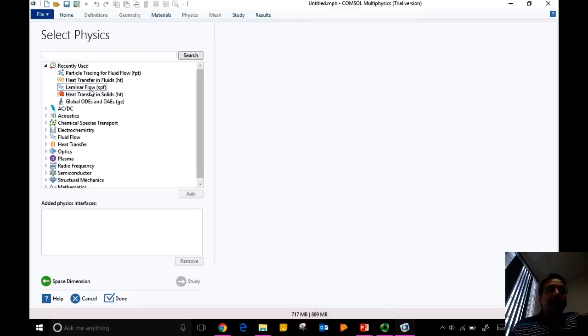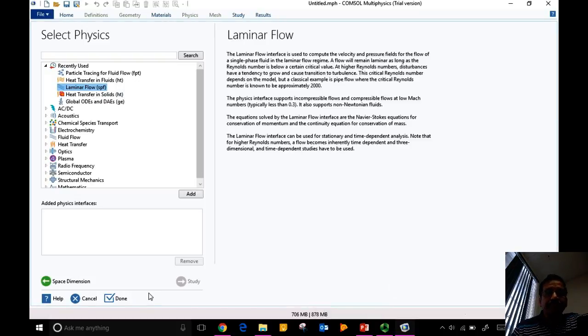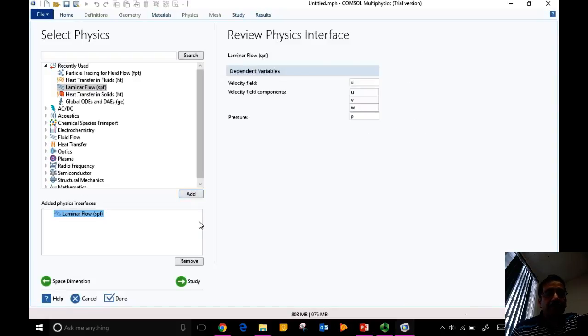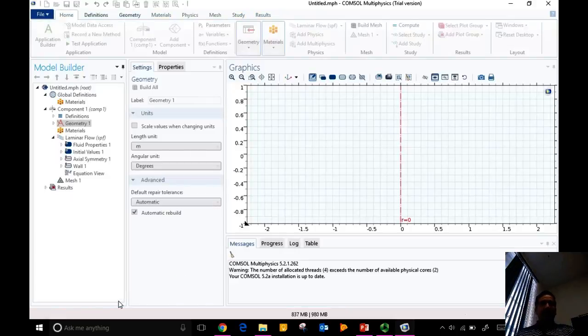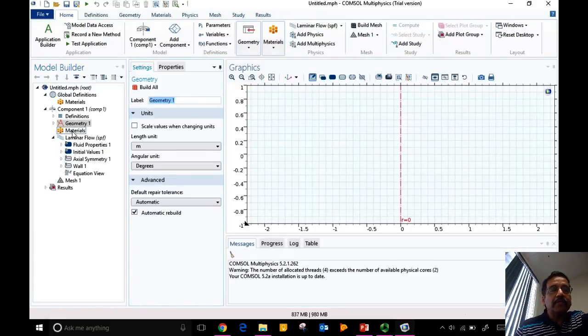Okay, so for the physics, let's pick laminar flow. Add. And we are done. So we picked 2D axisymmetric and laminar flow, right? So we need to build a geometry. The moment you pick axisymmetric, it shows the axis, the orientation. Okay? So r equal to 0 is the dashed line. And so that gives you an idea of where to put your geometry. Okay?